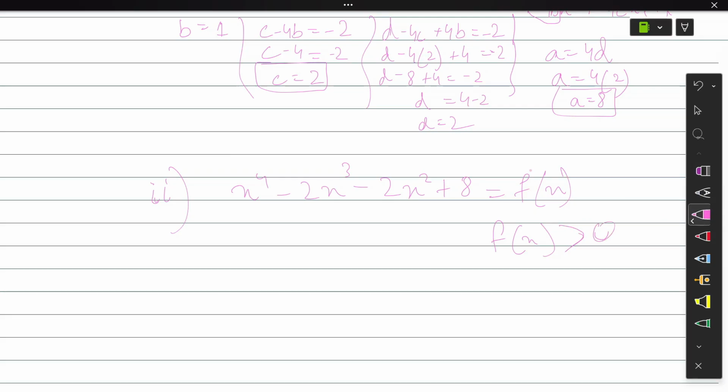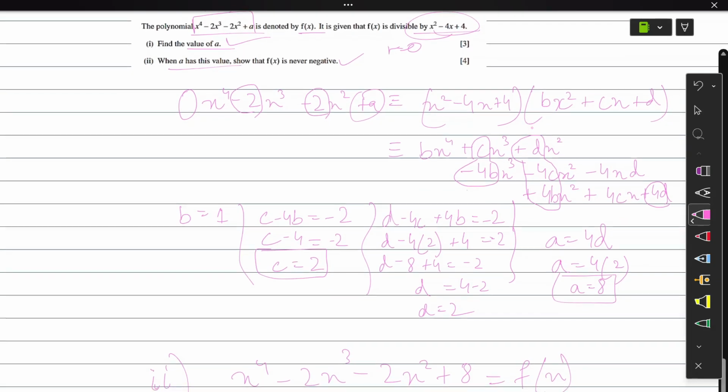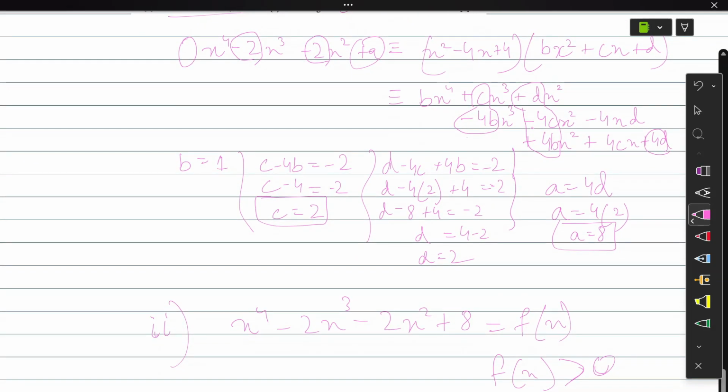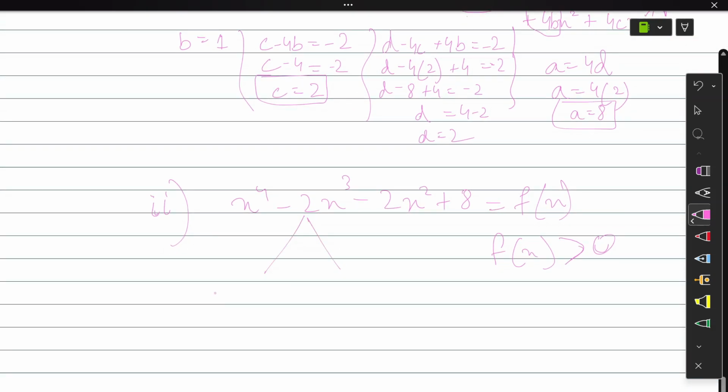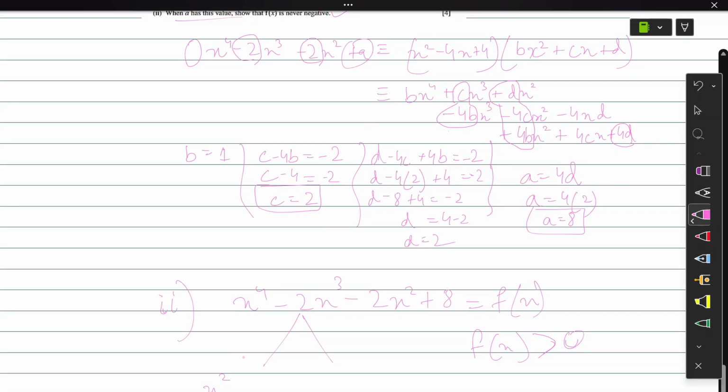So f of x has to be greater than 0, right? And that can be proven through firstly simplifying this into your quadratic equations. So this simplifies into two quadratic equations, right? x square minus 4x plus 4. एक हो गई. दूसरी वाली क्या है?